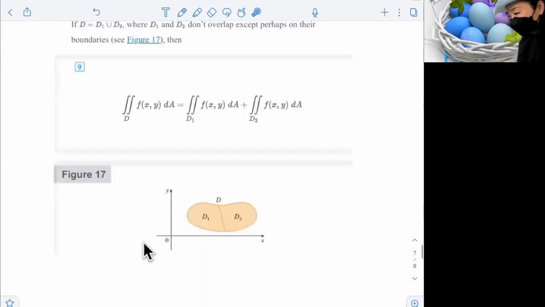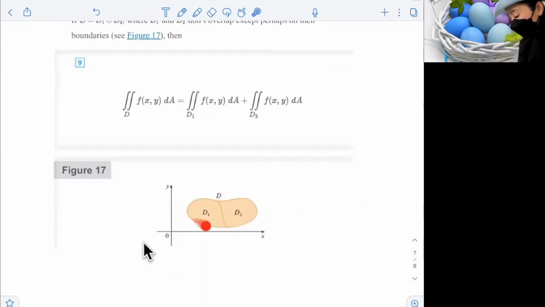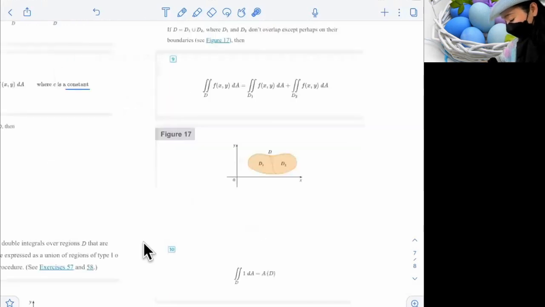Similar for double integrals. If this region D can be broken into D1 and D2, into these two regions, then the double integral of the function over the whole region is equal to the double integral over this region, adding the double integral over this region, right? Makes sense?